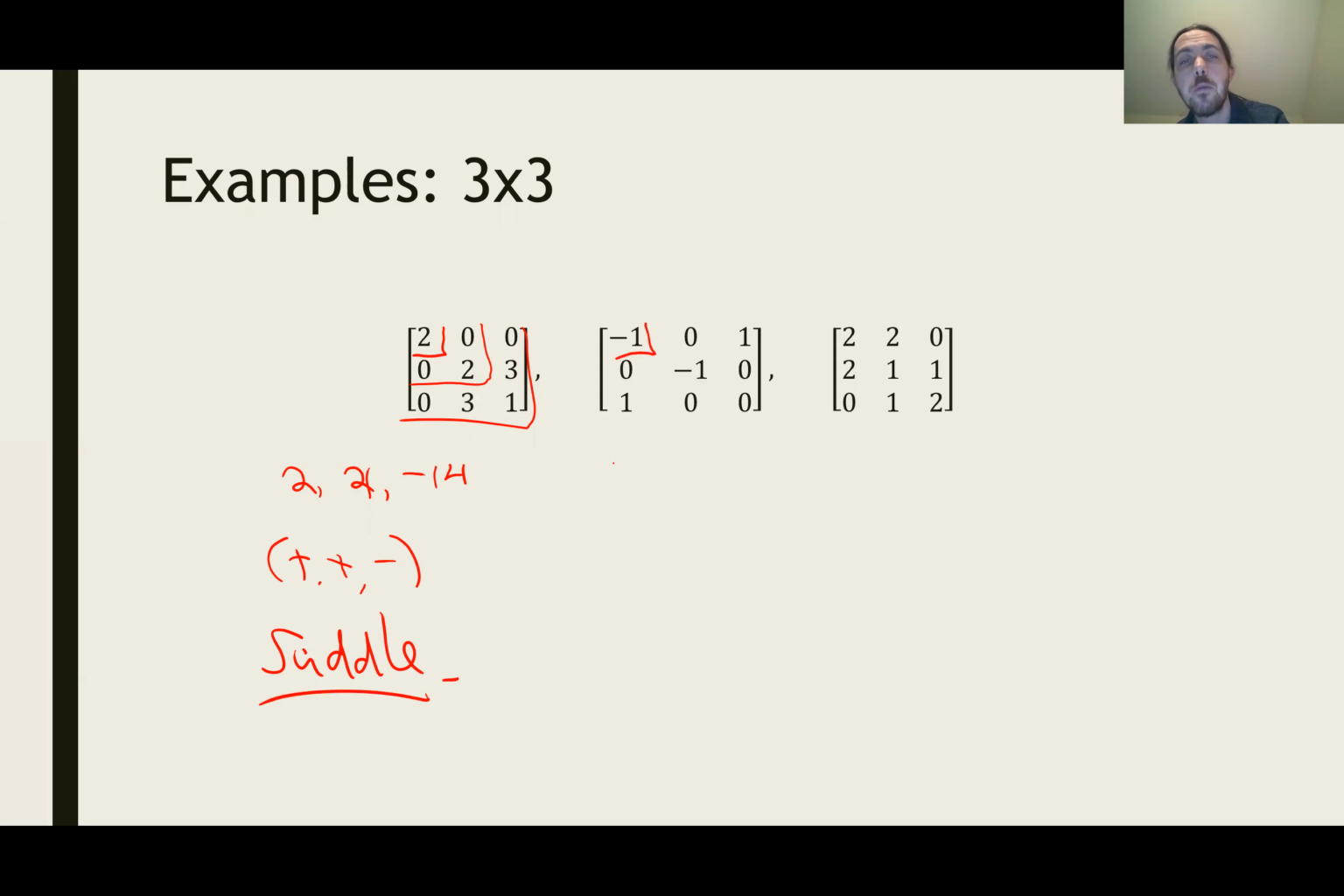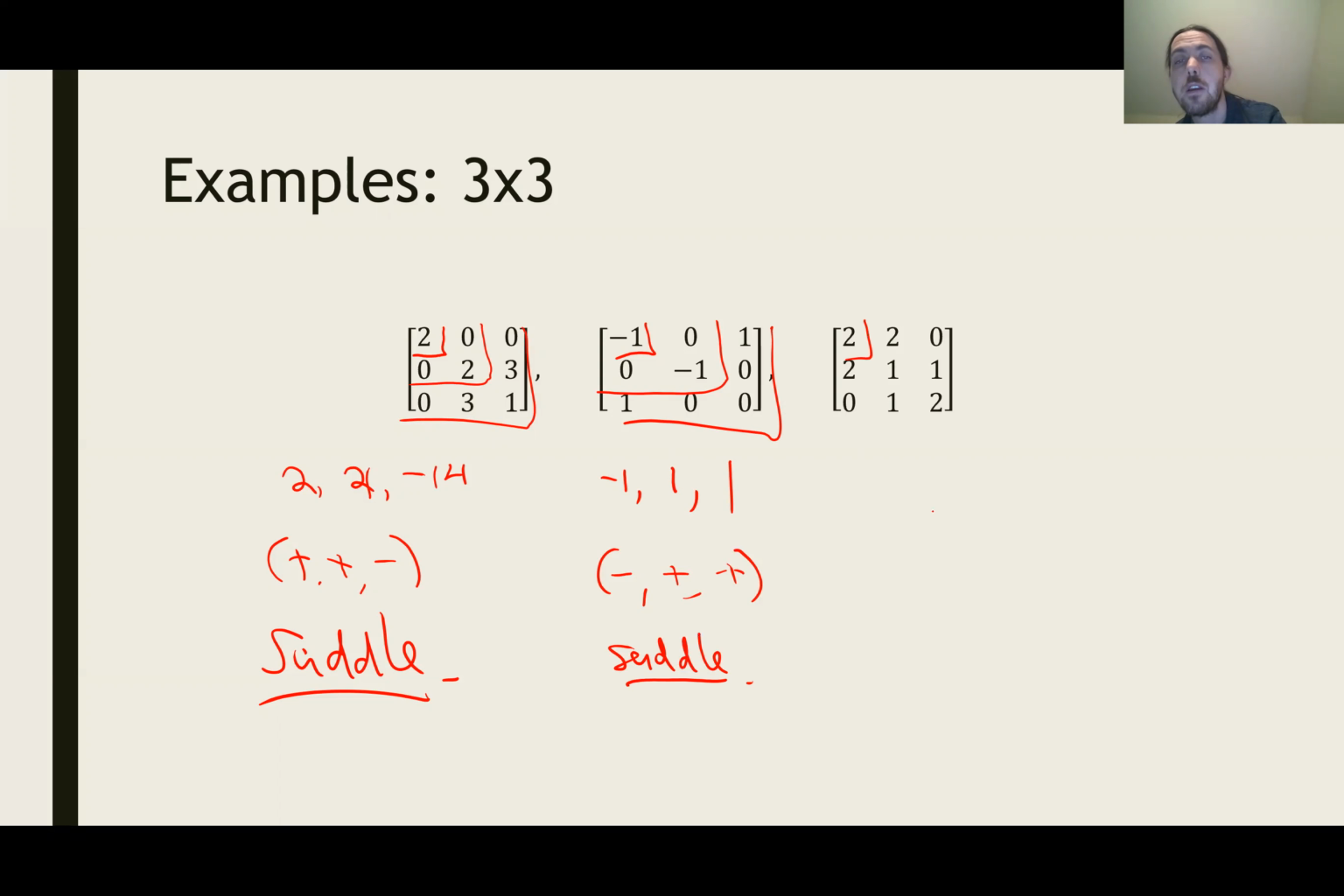Here, this one, we get -1 as our first determinant, and then we get -1 times -1 minus 0, so that's +1, that's our second determinant. And for our third determinant, I will hope that you'll believe me that if you calculate it out, the third determinant is 1. You should check that. And so this is negative, positive, positive. This is also a saddle.